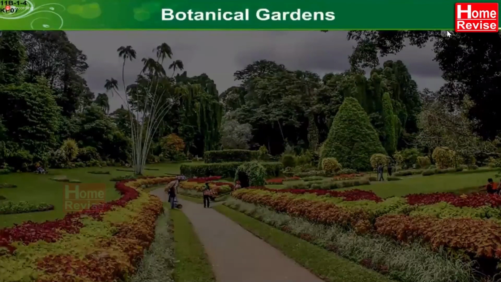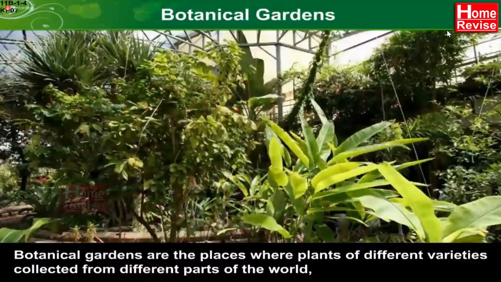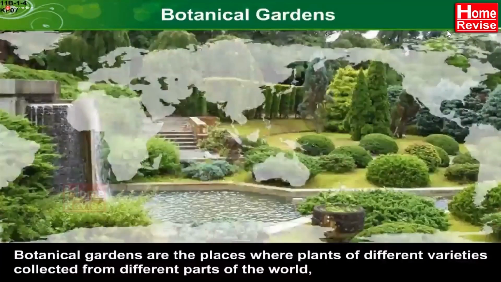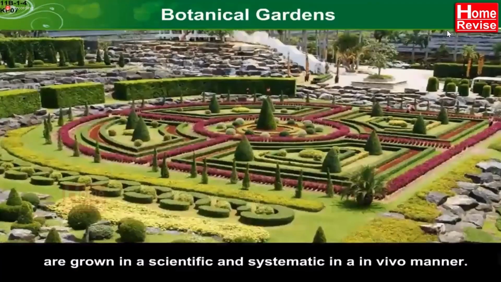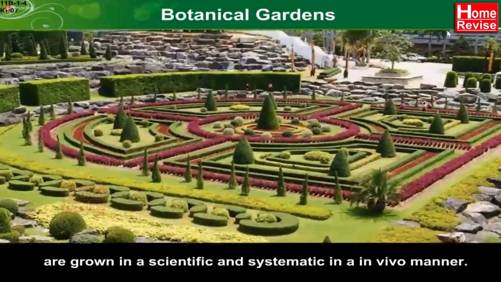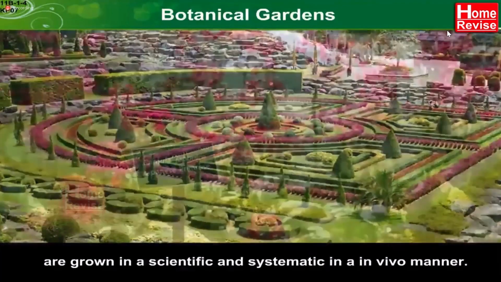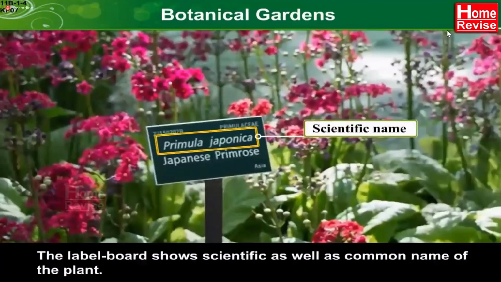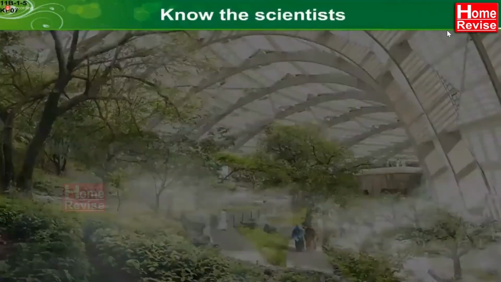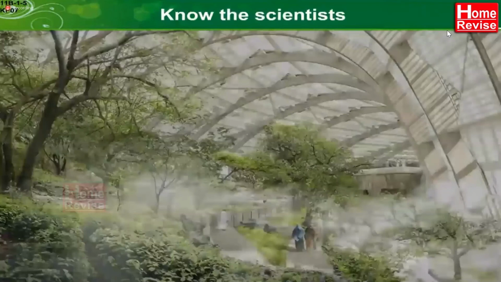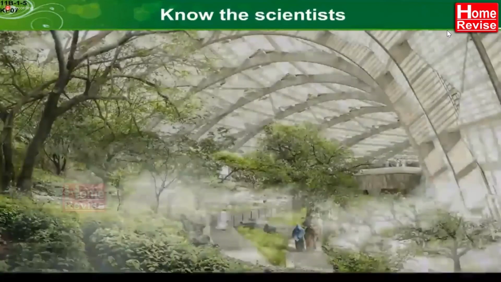Botanical gardens. Botanical gardens are the places where plants of different varieties collected from different parts of the world are grown in a scientific and systematic in vivo manner. Plants are labeled. The label board shows the scientific as well as the common name of the plant. Plants are named by scientific names, botanical names.